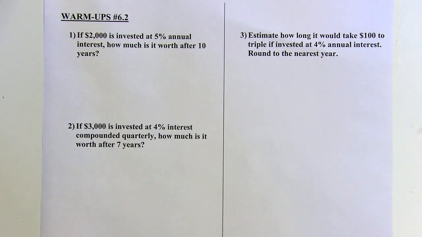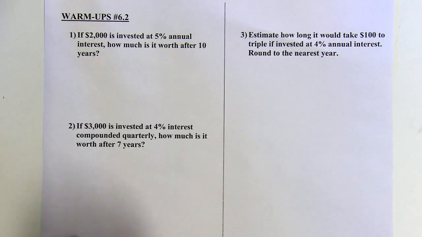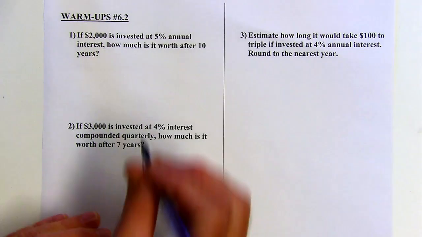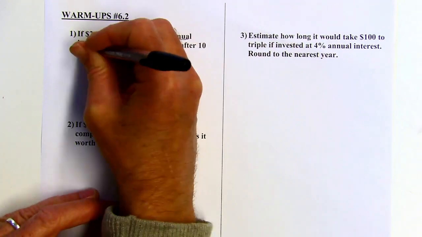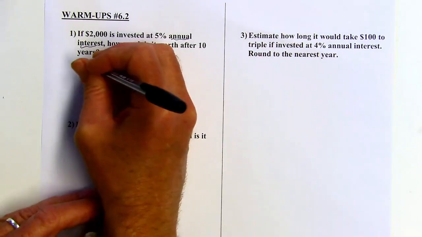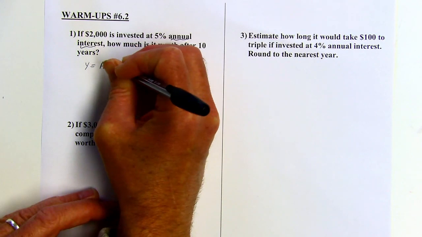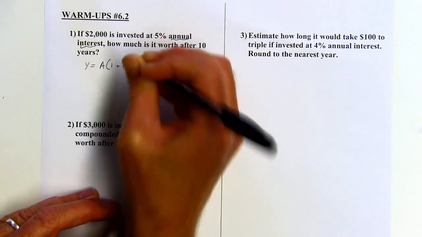Okay, here's warm up 6.2. If $2,000 is invested at 5% annual interest, how much is it worth after 10 years? Okay, so since this is annual interest, we're taking the 5% once per year. And so I just need my basic exponential growth formula, which is going to look like this.